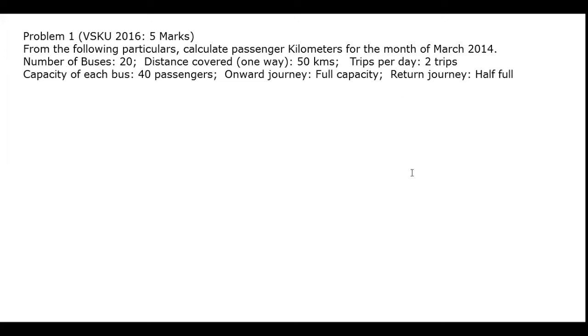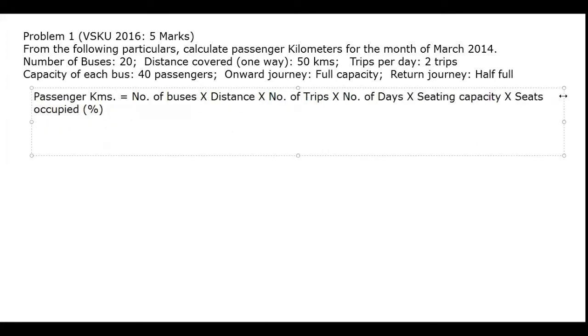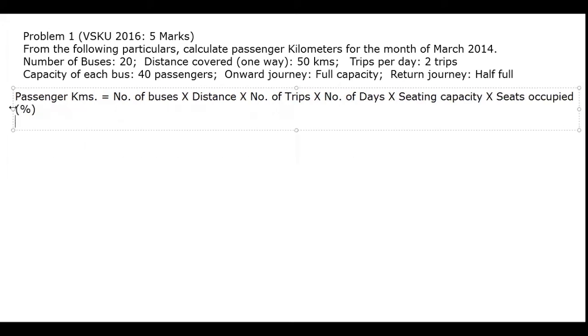So what is the formula for passenger kilometer? Passenger kilometer is equal to number of buses into distance into number of trips into number of days into seating capacity and seats occupied, which will be given in percentage. Now let us fill this formula.